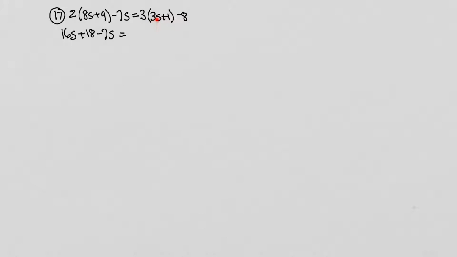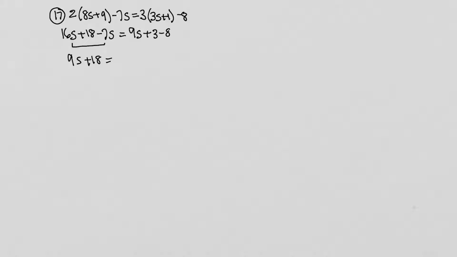We'll get 9s plus 3. So we'll get 9s plus 3, and then we still have that minus 8. Now on the left side, we can tighten this up a little bit. 16 s's minus 7 of them leaves us 9. So we have 9 s's there, and then that minus 18, or plus 18.